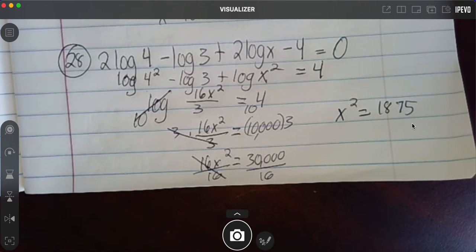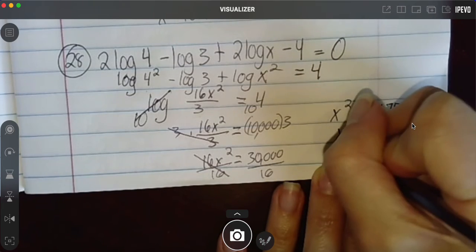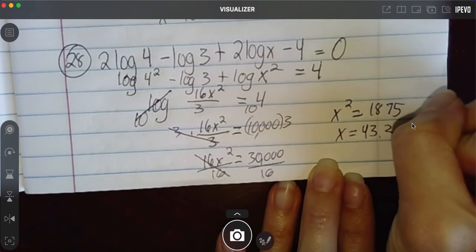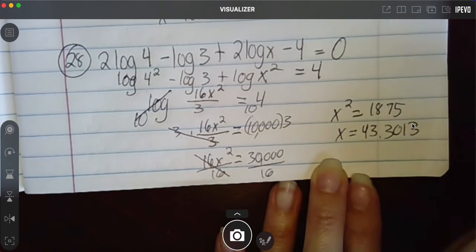Now we can square root that, and it gives us a decimal. They went to 4 decimals: 43.3013. They square rooted.